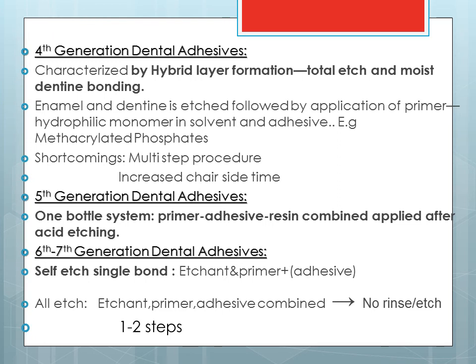Then came the fourth generation dental adhesives. Now, this is where the hybrid layer formation took place. This was called total etch and moist dentine bonding. So basically, enamel and dentine were etched, followed by application of a primer, which was a hydrophilic monomer and solvent, and adhesive. For example, methacrylate phosphates. Shortcoming was that it was a very lengthy, multi-step procedure. First, we etched the enamel, then the dentine, then we applied the primer, then we applied the adhesive, and then we applied the composite. And this increased the chair side time. So these were the shortcomings of the fourth generation or the hybrid layer formation adhesives.